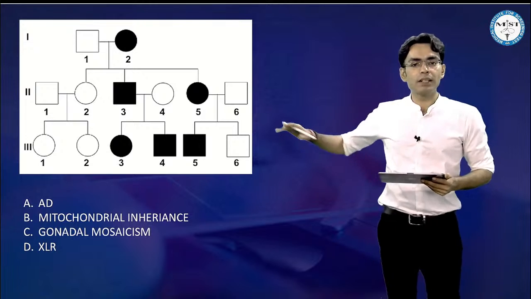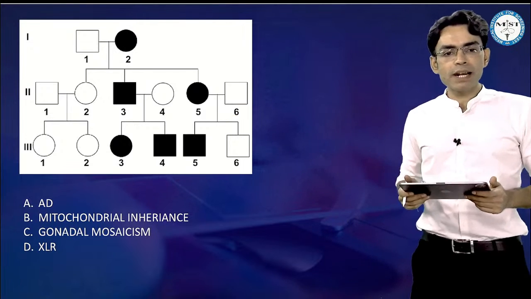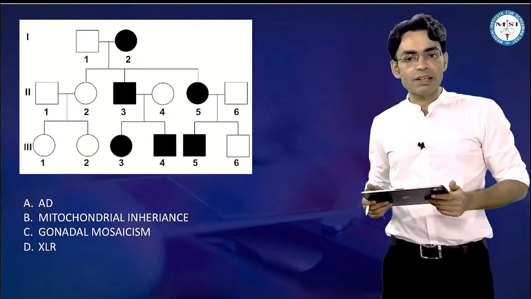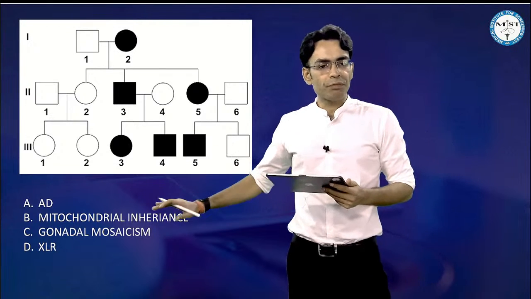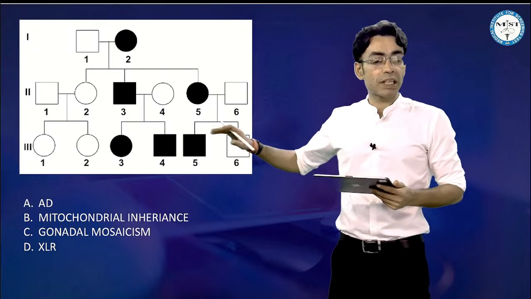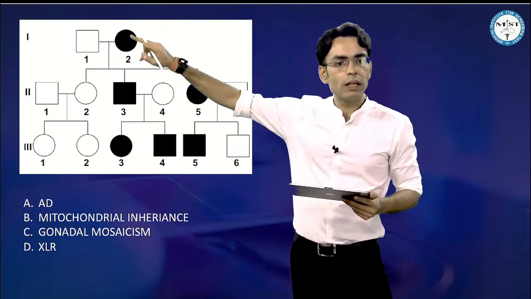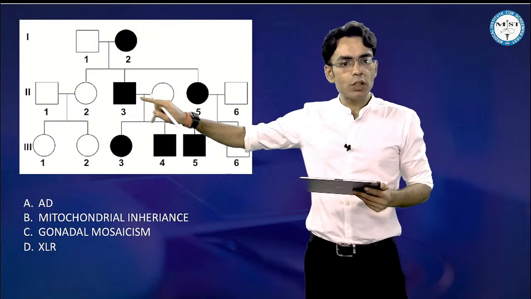Now this one, the last question. Autosomal dominant, mitochondrial inheritance, gonadal mosaicism, or X-linked dominant, X-linked recessive. So let's see. We have these two. We need to find out this. But here, only the mother transmitting means it's mitochondrial. So the mother transmitted here, okay. But the mother didn't transmit to all.